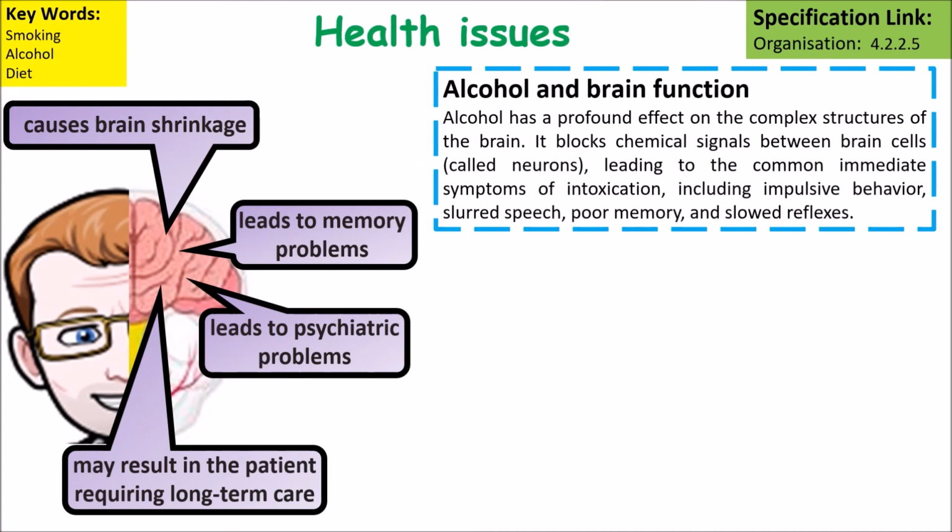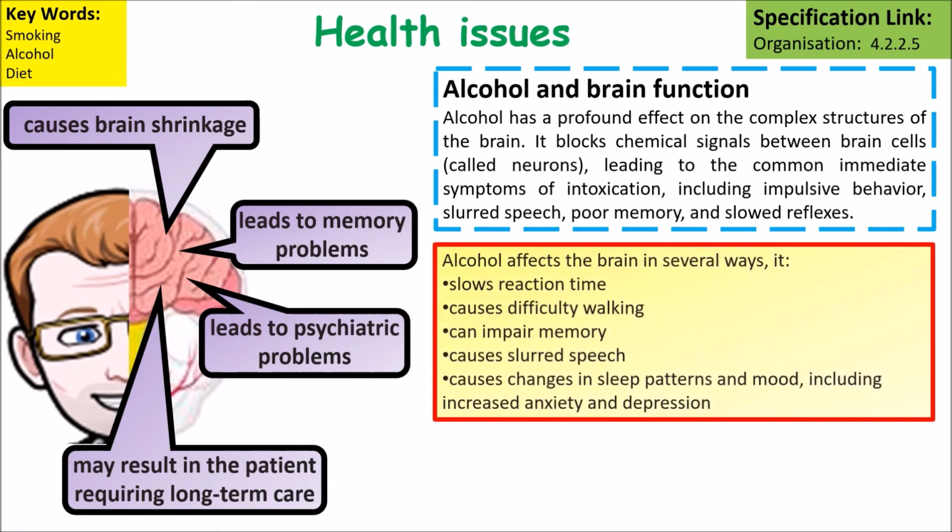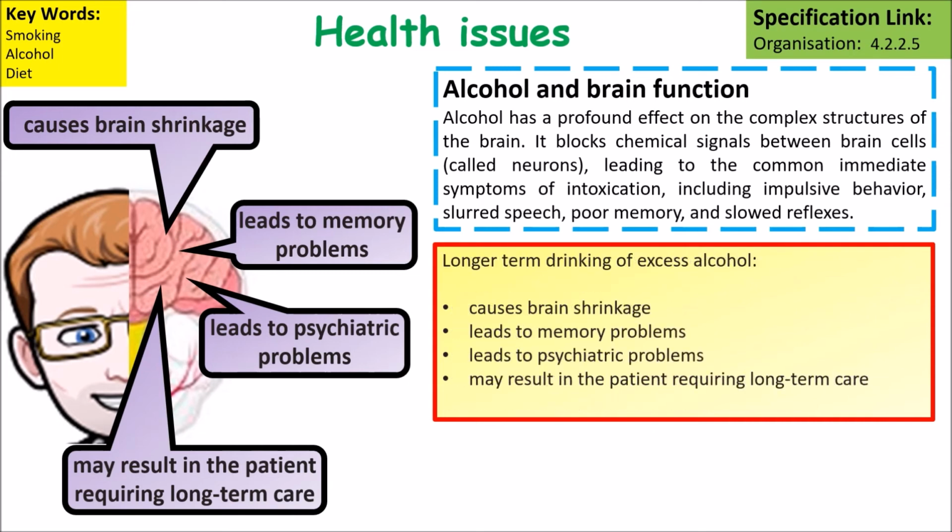So alcohol can either have short-term effects or long-term effects. So alcohol affects the brain in several ways. So it slows reaction time, it causes difficulty walking, it can impair memory, cause slurred speech, and causes changes in sleep patterns and mood, including increased anxiety and depression. So longer term effects of excessive drinking, it can cause brain shrinkage, it can lead to long-term memory problems, it can cause a range of psychiatric problems, and it may lead to the patient requiring long-term care.